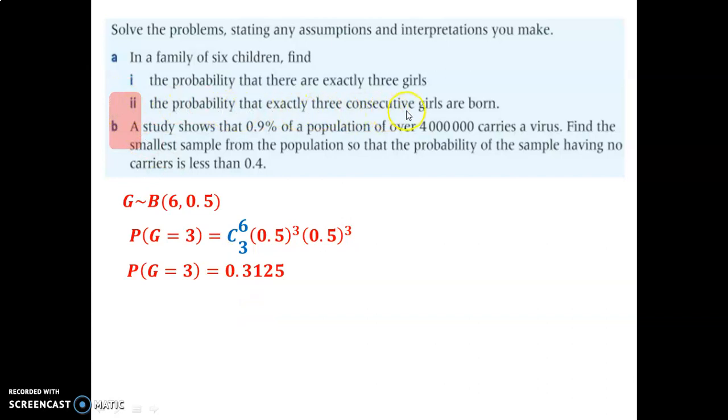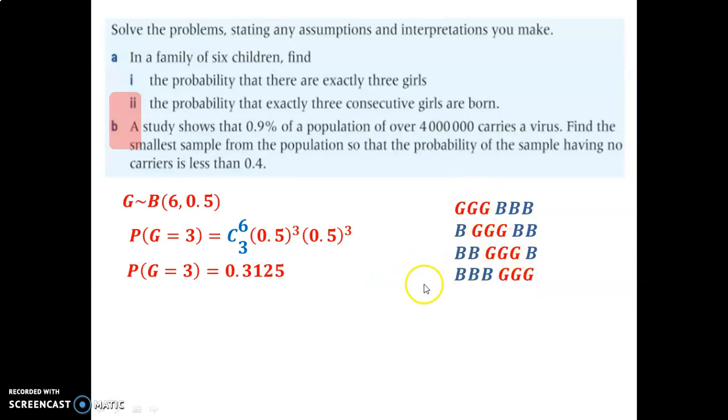The probability exactly 3 consecutive girls are born. This one's a little different than expected maybe. Let's take a look at how we set it up. So 3 consecutive girls means something like this: first baby, second, third baby, 3 girls in a row, and then 3 boys. Another way is a boy first, and then 3 girls and 2 boys. Or 2 boys and 3 girls. Or 3 boys, and then the last 3 kids are 3 girls. Those are the only 4 ways to get 3 consecutive girls born in this family.